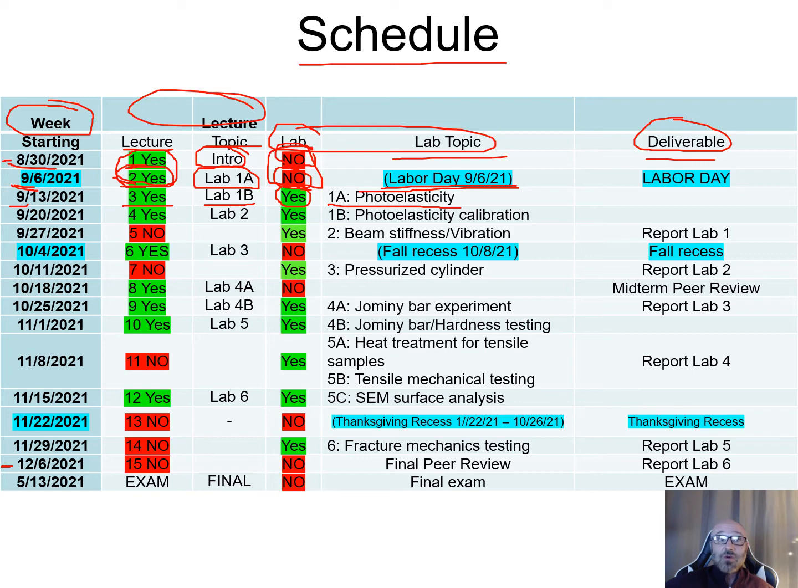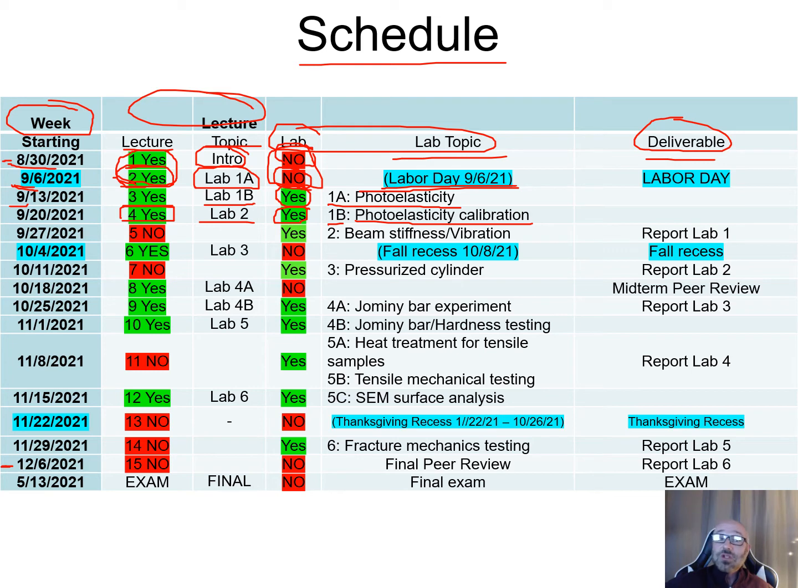As we move on to week 4, module 4, we're still going to have a remote synchronous lecture on Teams, covering the topic of our Lab 2 experimentation. There is also going to be our second in-person hands-on lab that week in VOTI 246, and this is going to be our Lab 1B, working with the photoelasticity calibration experiment.